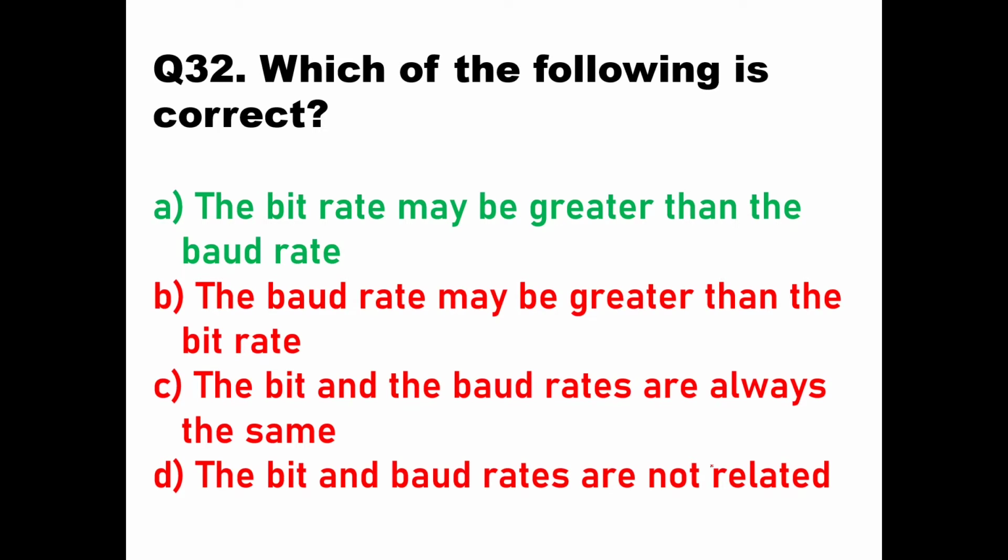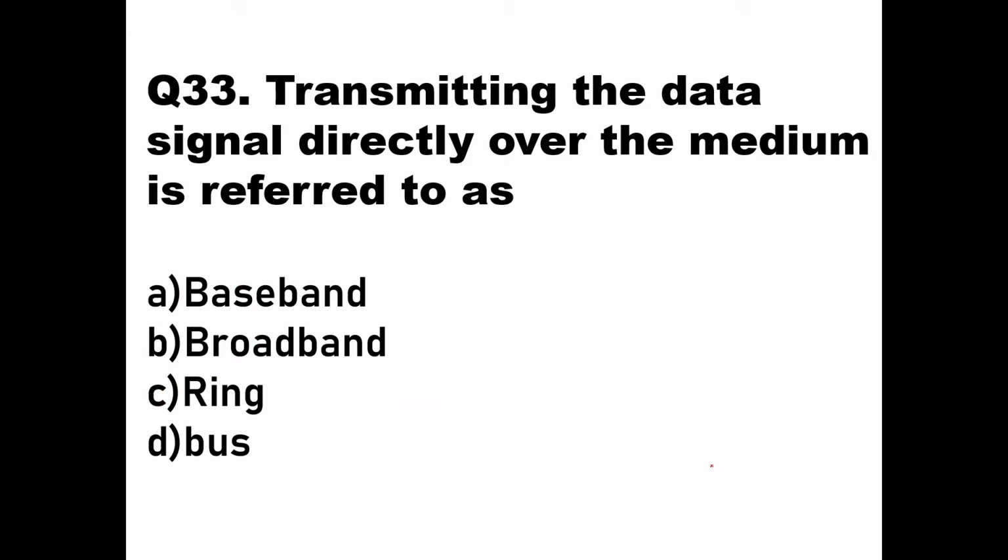Then we'll go to the next question, question number 33. Transmitting the data signal directly over the medium is referred to as? If you're transmitting the data signal, the information signal, directly over the medium, that means you're transmitting the basic signal without any modulation. So it is called baseband transmission. So here option A will be the correct one.